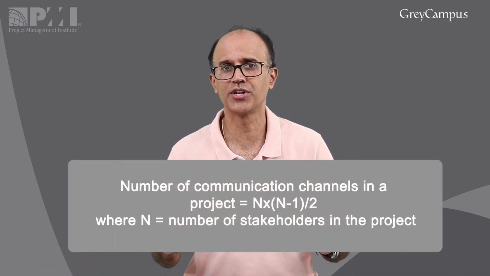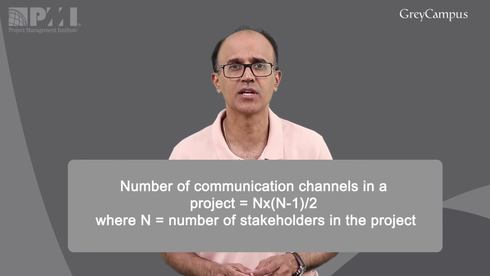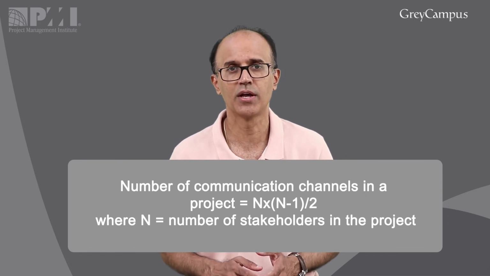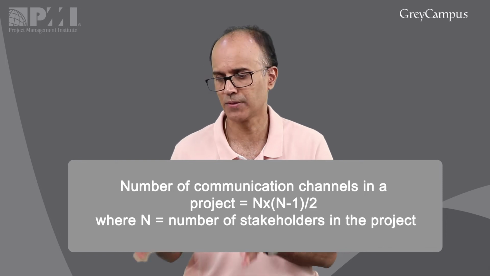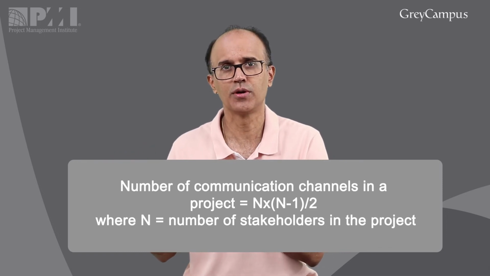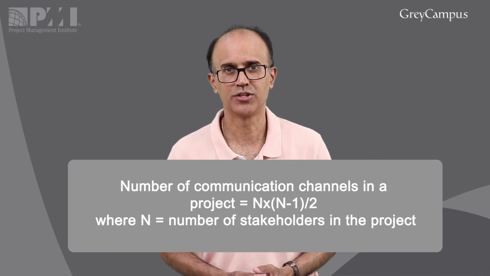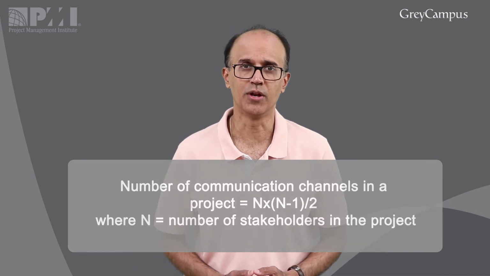Even though this is not mentioned in the PMBOK, it's good to know it, because there is an explanation about communication channels in the PMBOK, the importance of that. So you need to have the formula. It's given in the PMBOK version 5, not in version 6, but it's very simple. Number of stakeholders multiplied by number of stakeholders minus 1, divided by 2. All right, so that finishes off the discussion on all the formulas.